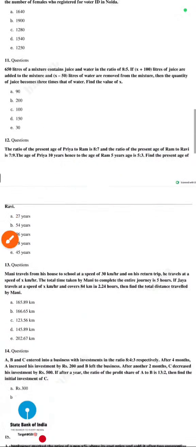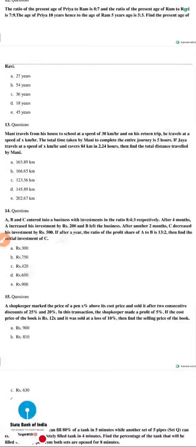Next, question number 3. Mani travels from his house to school at a speed of 30 km per hour, and on his return trip he travels at a speed of x kilometers per hour. The total time taken by Mani to complete the entire journey is 5 hours. If Jaya travels at a speed of x kilometers per hour and covers 84 kilometers in 2.24 hours, find the total distance traveled by Mani.